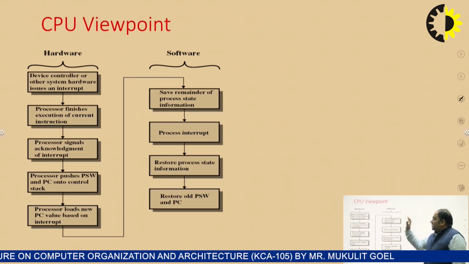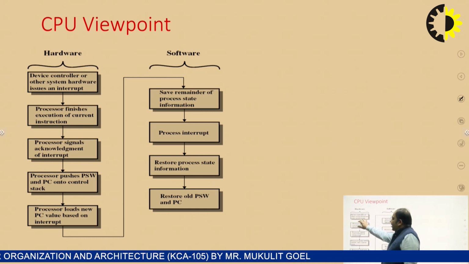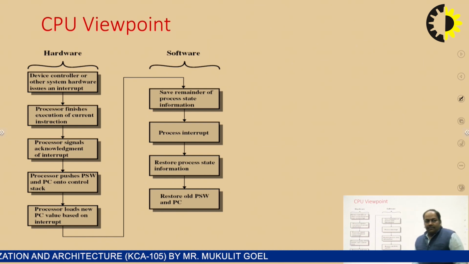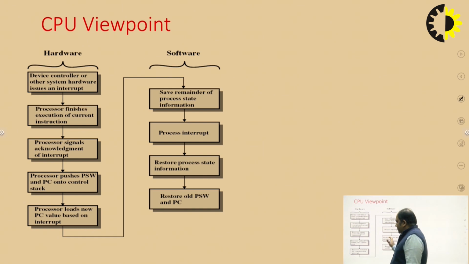So what is the CPU viewpoint in this? The device controller or other system hardware issues an interrupt, then the processor finishes the execution of the current instruction which is going on. Then the processor signals the acknowledgement of the interrupt, pushes the program counter onto the control stack, then loads a new program counter value based on the interrupt. So this is the work done by the hardware.